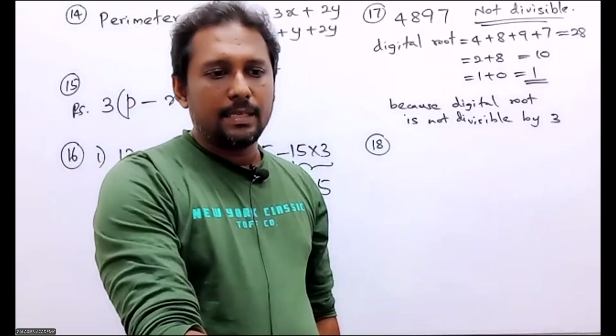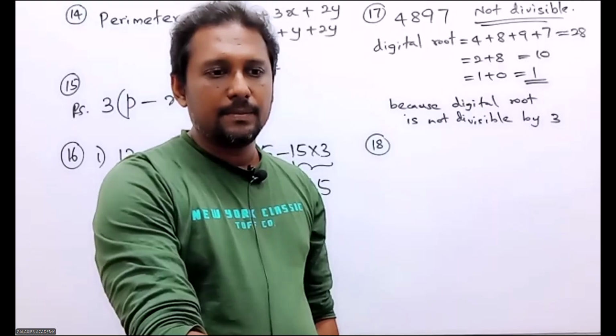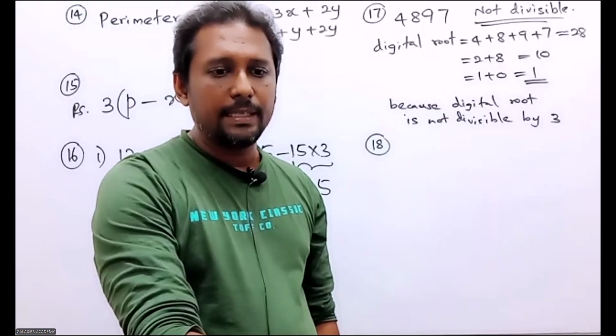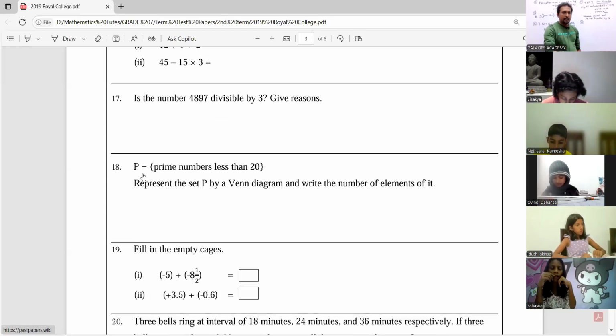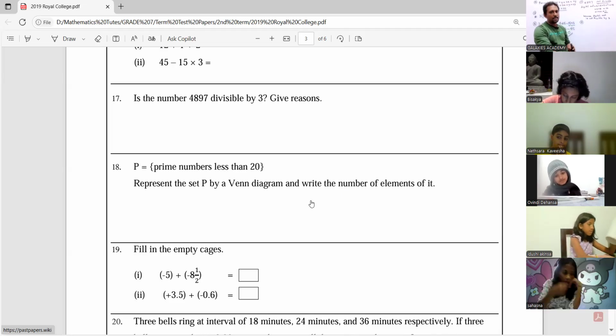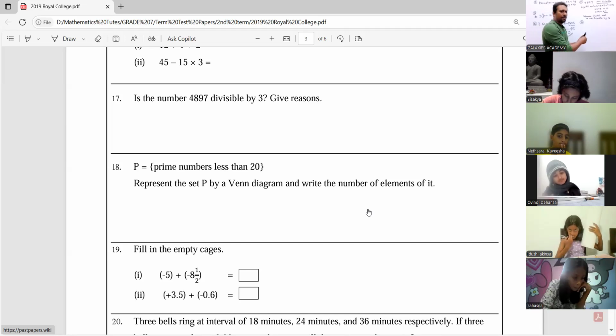Right. Then let's go to number 18. The 18th question is given. Set capital P is the prime numbers less than 20. Represent the set P by a Venn diagram and write the number of elements of it. Also, there are two answers you have to write. Okay. Right. Venn diagram, do you remember?